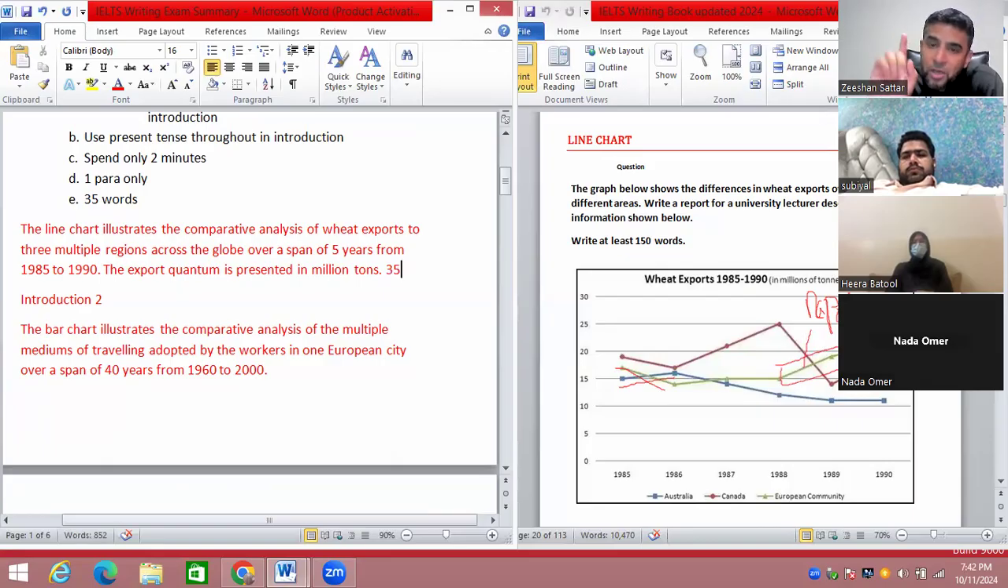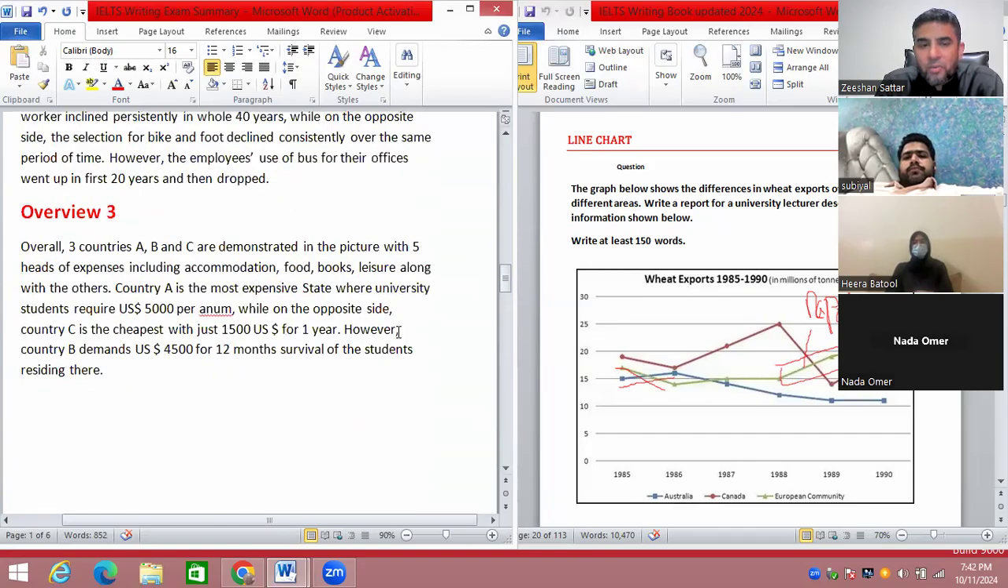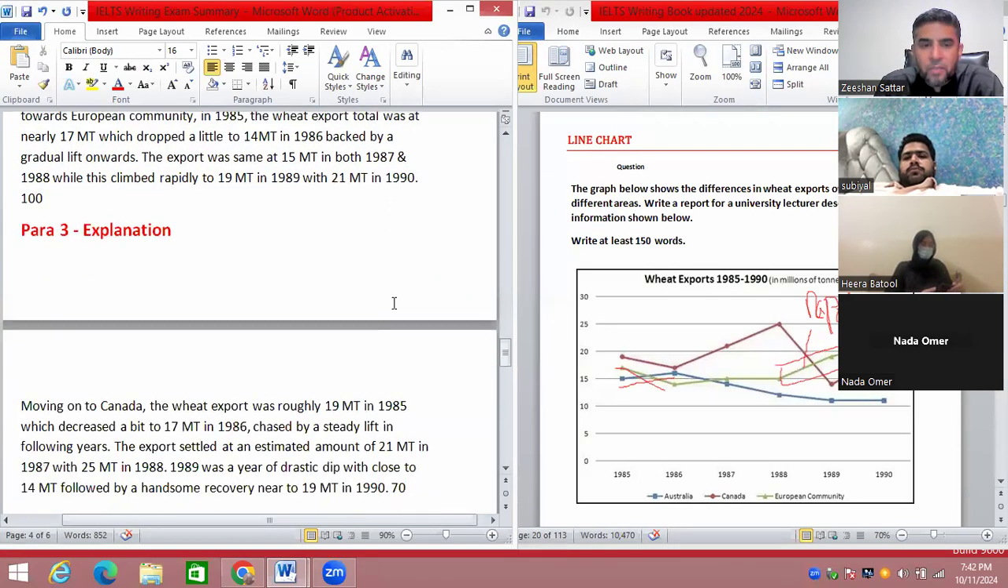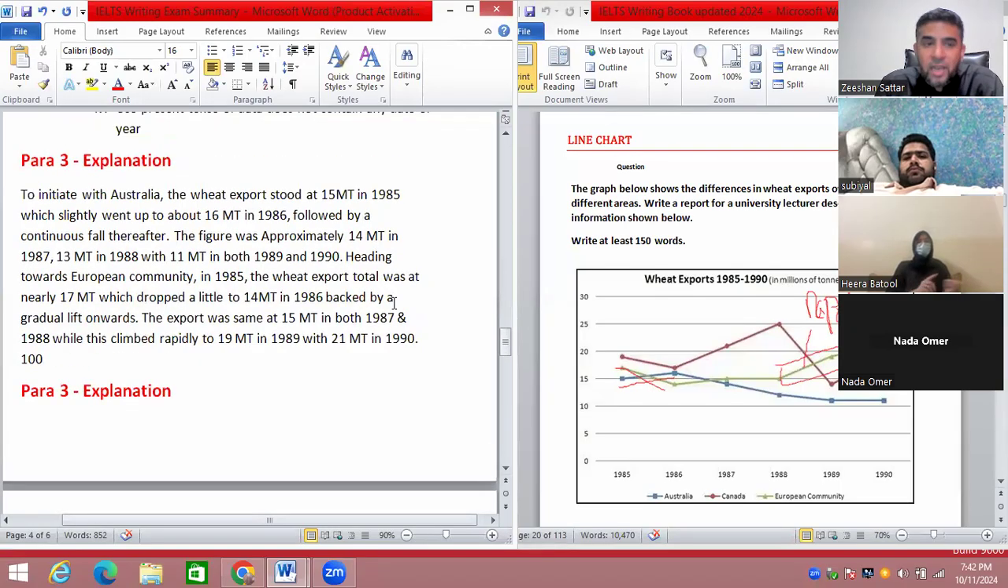What was the formula? Paraphrase the first sentence of the question, add the title into it, and that will be the introduction. Then for the overview, I told you, just name the variables in the picture and the trends and changes in the variables and just leave it. And then in the explanation, what we did? We explained each and every step of the line that was given in the shape of dots. So that is a way of writing the introduction, and then the overview. And today it was the explanation.